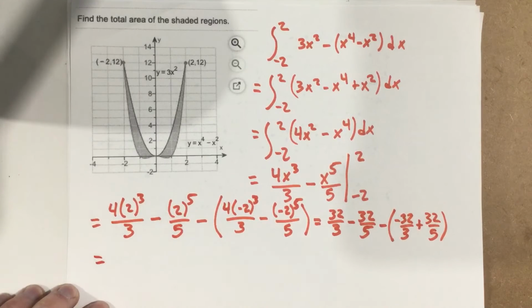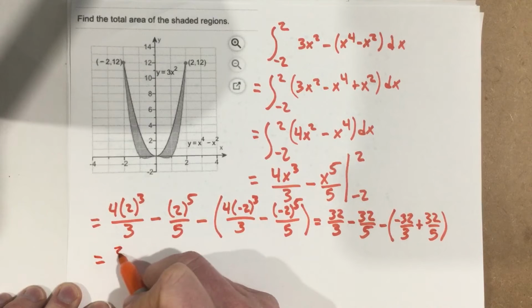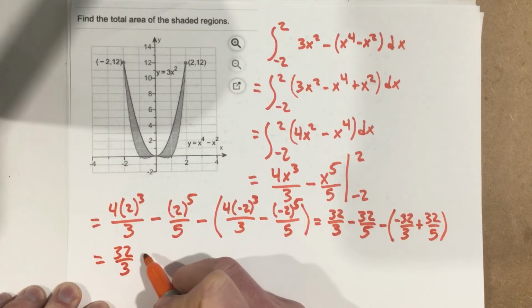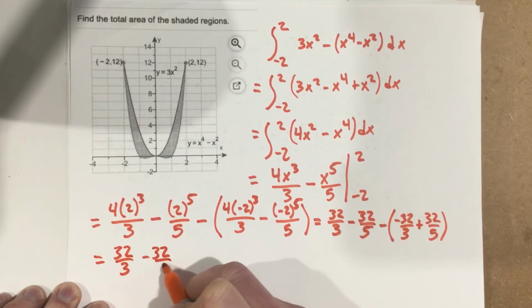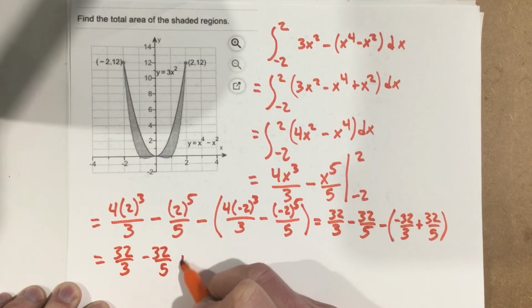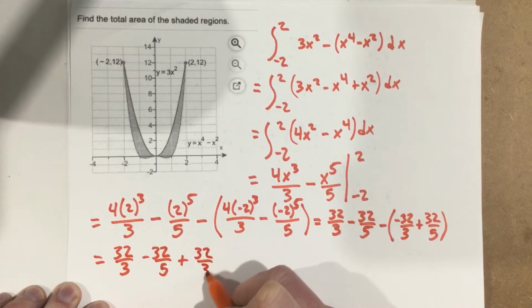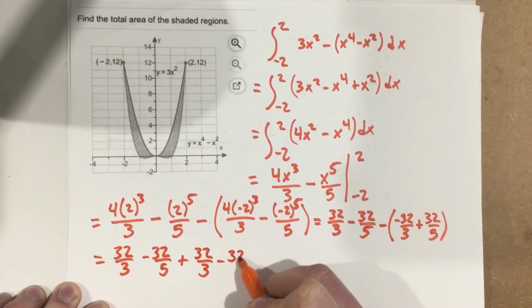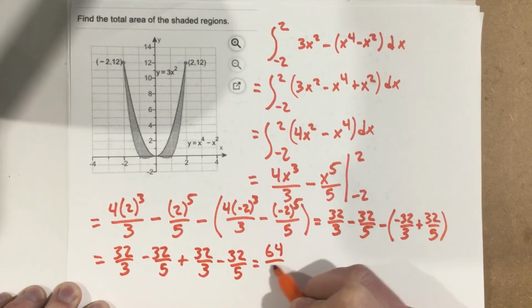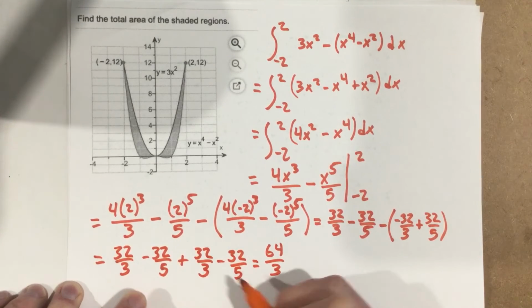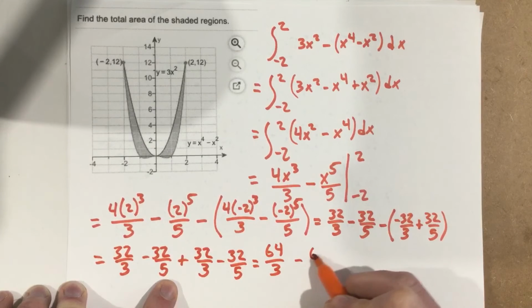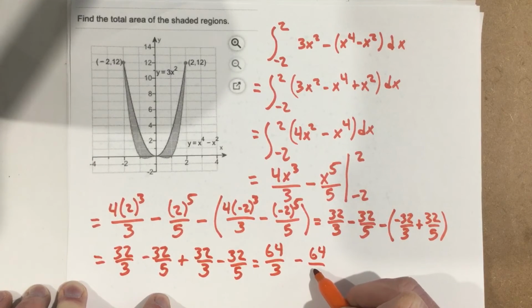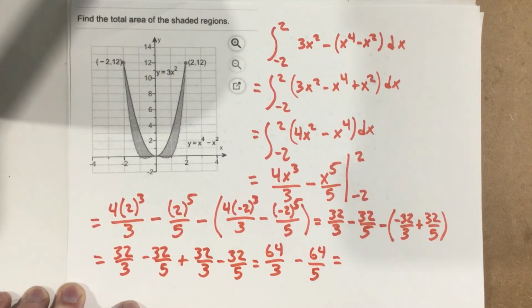I can now rewrite that to say that that is 32 over 3 minus 32 over 5 plus 32 over 3 when I distribute the negative, minus 32 over 5. So that gives me 64 over 3 when I combine these terms. If I combine these terms, I get -64 over 5. So, 64 over 3 minus 64 over 5.